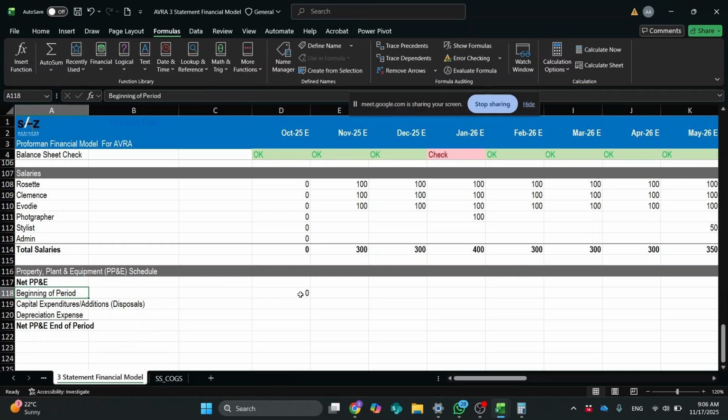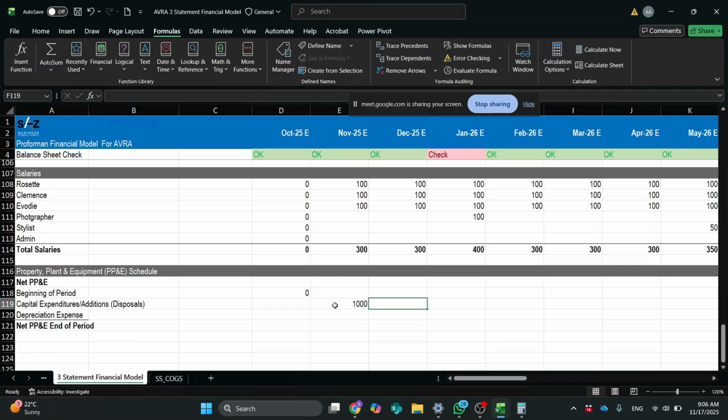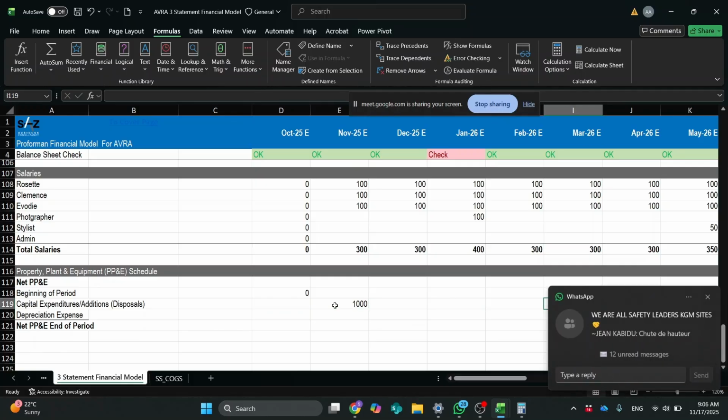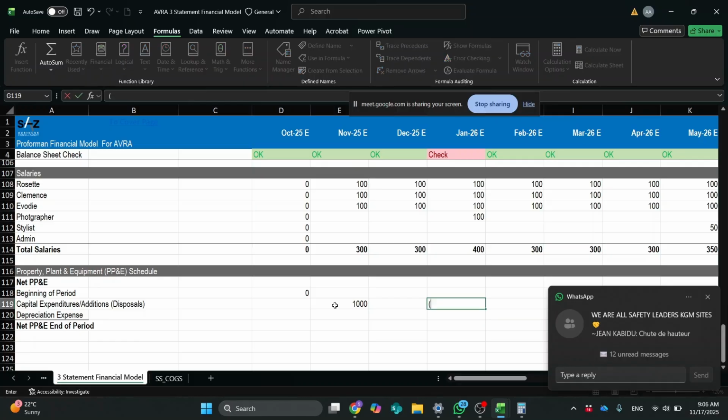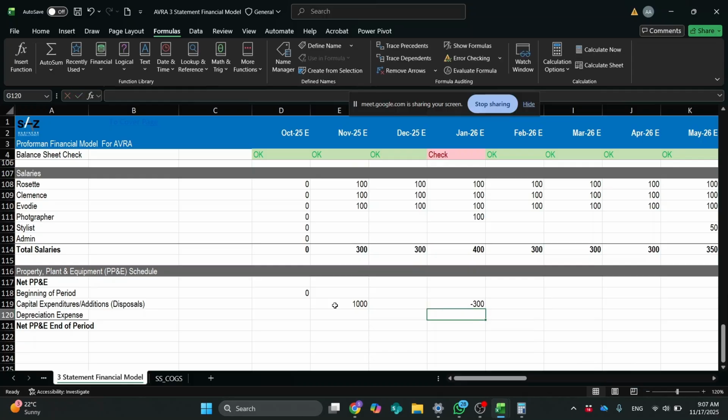Also, the property, plant, and equipment: we will buy a camera, so that's a capital expenditure. The camera will be, I don't know, $1,000,000, so you just put your 1,000. Then in year 6 we'll sell that camera, so it will be, I don't know, with less value, maybe 300, things like that. So I want you to fill in this.